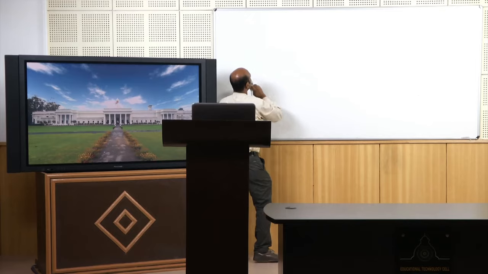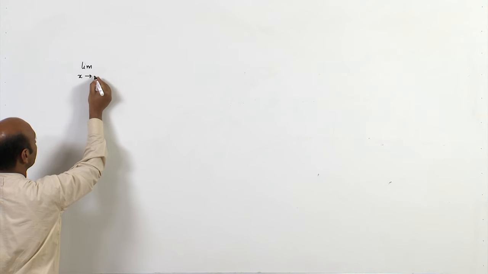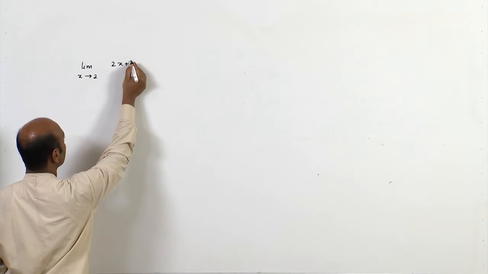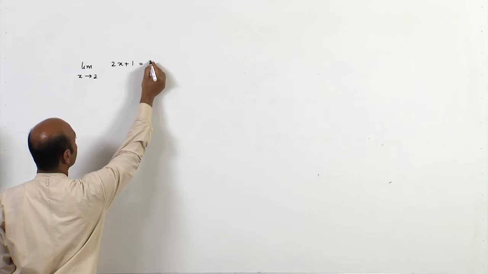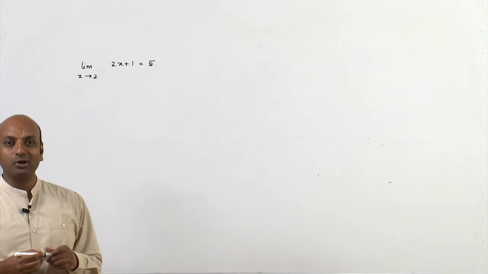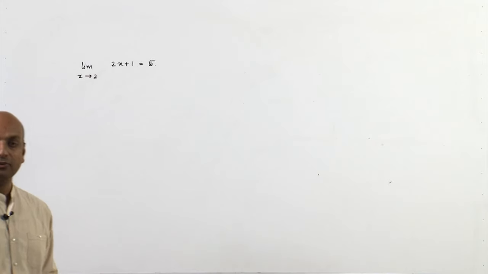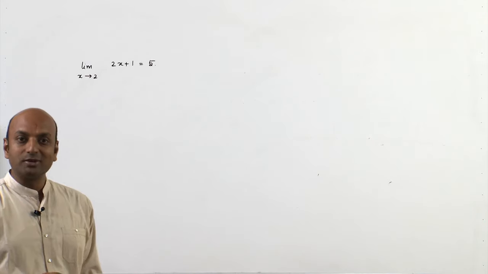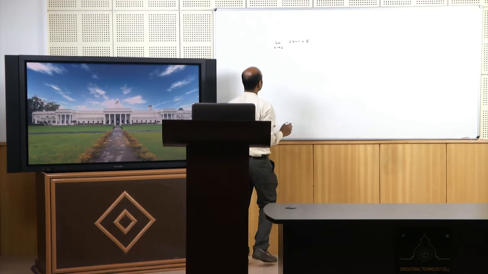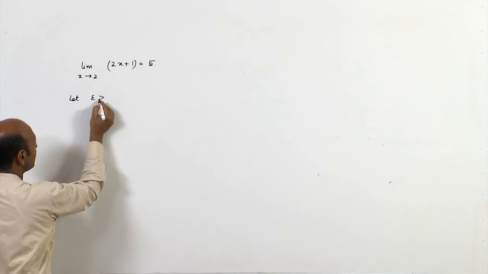Now let us first discuss a few examples based on this. For example, the limit as x tends to 2 of 2x plus 1 is equal to 5. This is very simple. One can easily see that the limit of this simple function 2x plus 1 as x tends to 2 is 5. How can we prove this using the delta epsilon definition? So let us see how we can prove it. Let epsilon greater than 0 be given.